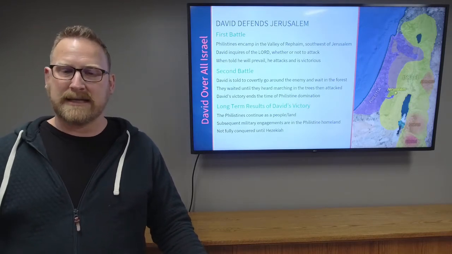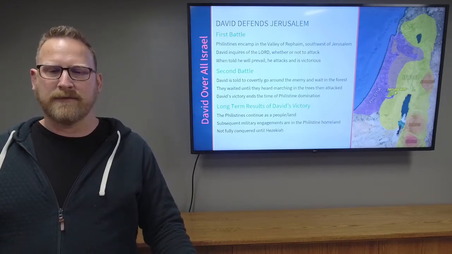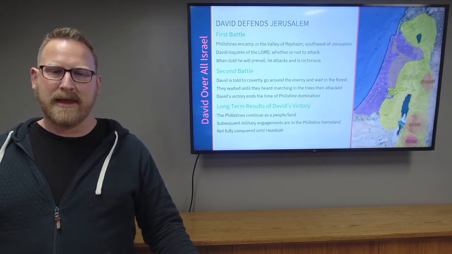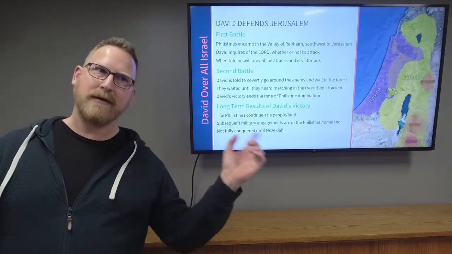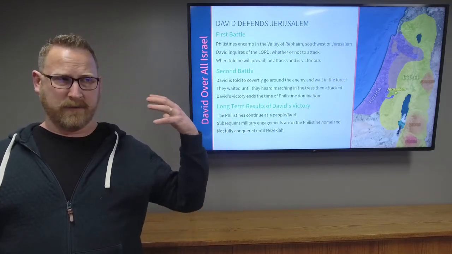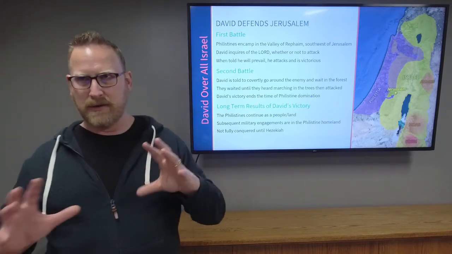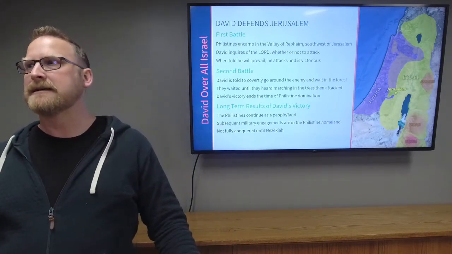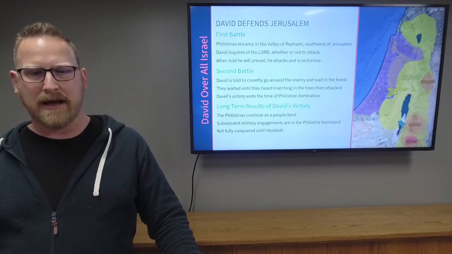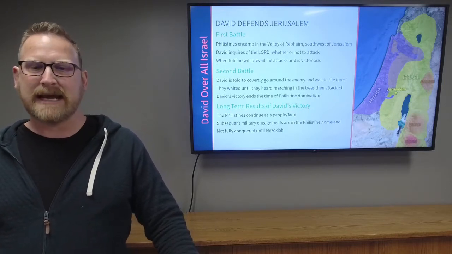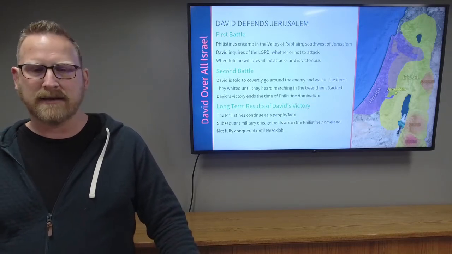So then the Philistines return to the Valley of Rephaim to reform and attack one more time. And this time David is told to go covertly around them and hide in the forest on the other side. And while he's there, he's told you need to wait till you hear the marching in the trees, and then you go. And he does that, and then he defeats them a second time and is able to drive them back into the land of Philistia.